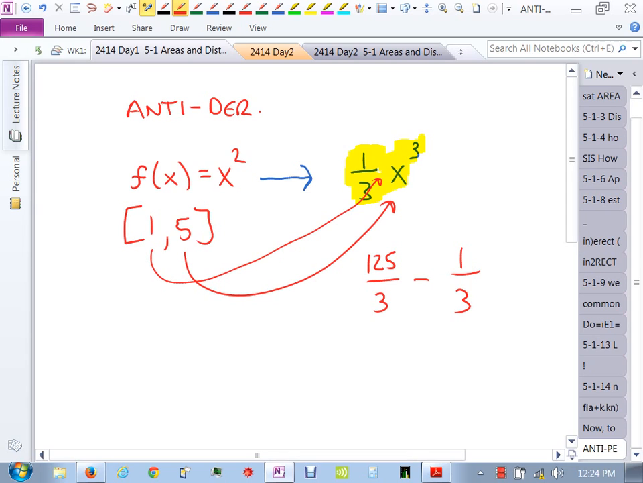Right? But hold on. To prove that that always works is called the fundamental theorem of calculus. Okay? The fundamental theorem of calculus is the relationship between these two things.